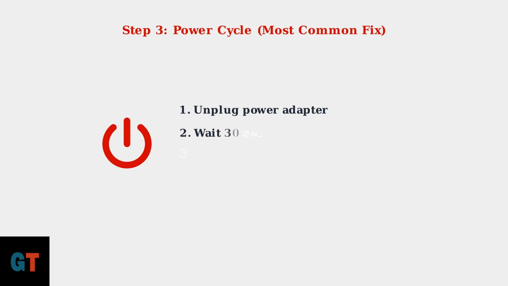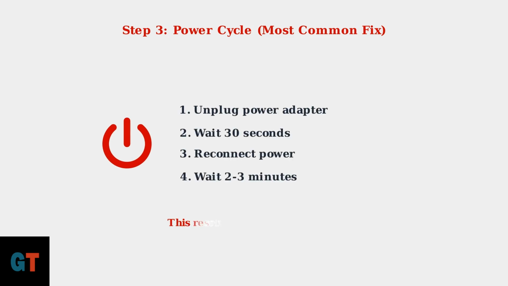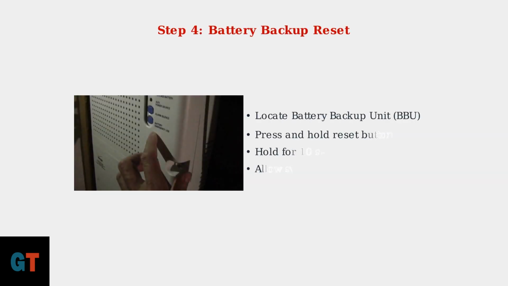The most common and effective fix is performing a power cycle. Unplug the ONT power adapter for 30 seconds, then reconnect it and wait 2 to 3 minutes for the system to fully reboot. If your system has a battery backup unit, try resetting it. Locate the BBU device and press and hold the reset button for 10 seconds to reinitialize the system.